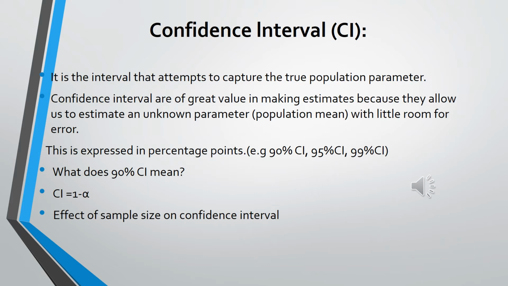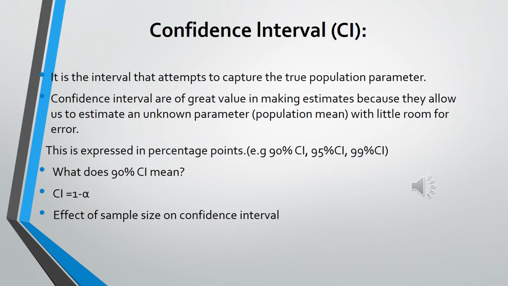And in simple words, you can say that a confidence interval is designed to capture the population mean. Confidence intervals are of great value in making estimates because they allow us to estimate an unknown parameter, that is a population mean, with little room for error. This is expressed in percentage points. For example, 90% confidence interval, 95% confidence interval, and 99% confidence interval.